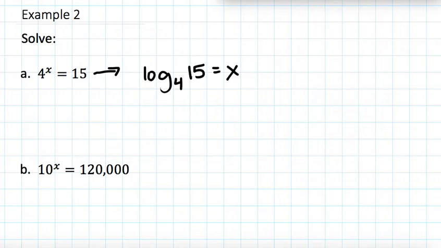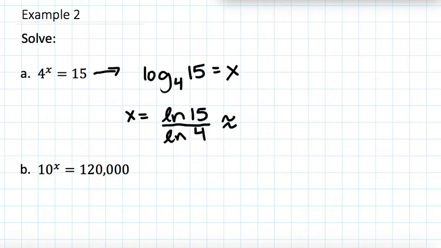Now what I'm going to do in the homework, you're going to see they're going to ask you for an exact answer and then a decimal approximation. And they're going to want you to write your exact answer using natural log, so that's what I'm going to do here. I'm going to use the natural log version of the change of base property. So I can say x is equal to natural log of 15 divided by natural log of 4. And then I would type that into my calculator and get a decimal approximation of 1.95.